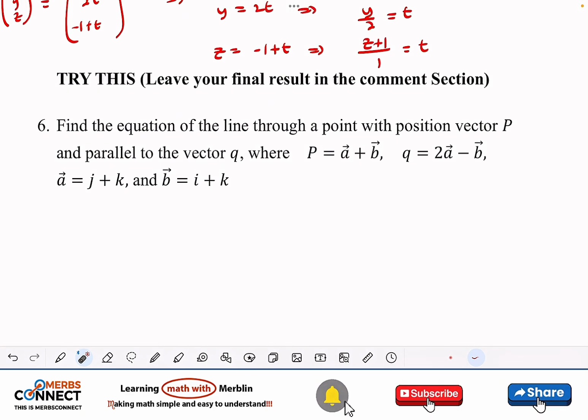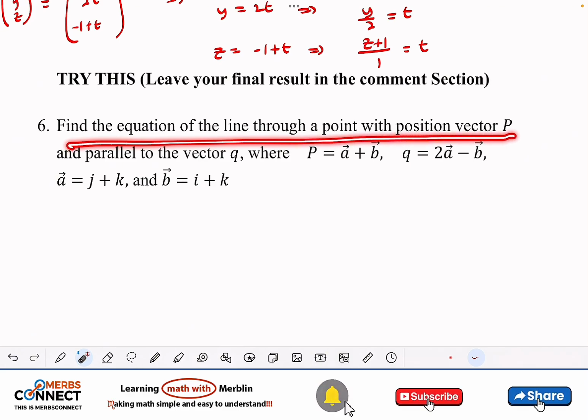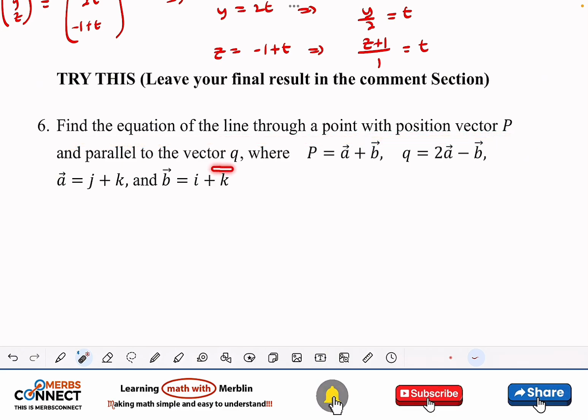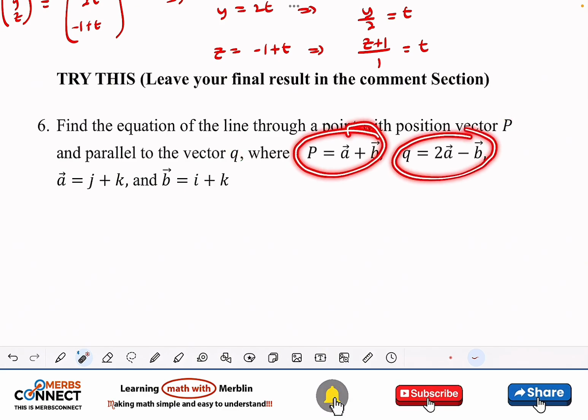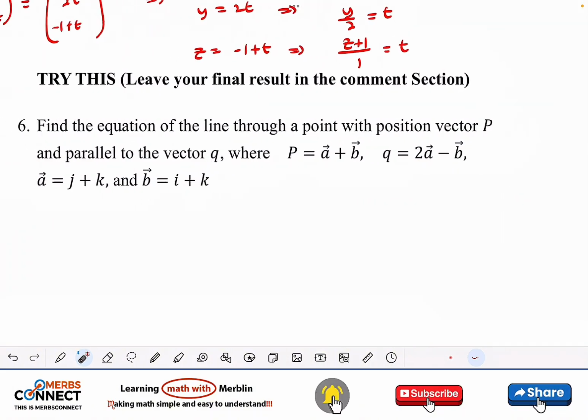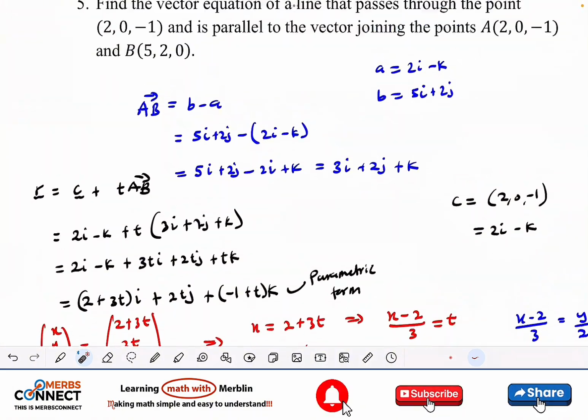So try this question and leave your final results in the comment section. I hope we can do it. It's just very simple. I'm not going to explain it, but try and find your way out. So we want to find the equation of the position vector parallel to Q. P is given, Q is given, and then they've given you A and B. So it's just P and Q, but P is in this form, Q is also in this form. So try and do it and leave your final results in the comment section.